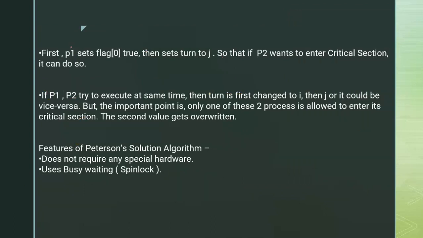As I told you, if first process 1 sets flag 0 and turn is set to j, which is the index 0, then if p2 wants to enter into critical section, it can do so only after p1 is completed. If p1 and p2 want to execute at the same time, first we change the value of i, then we change the value of j.